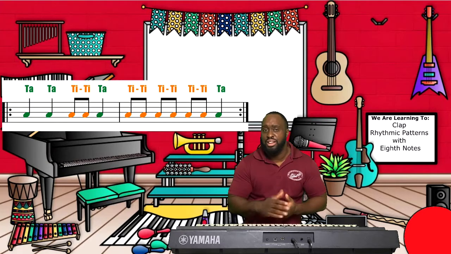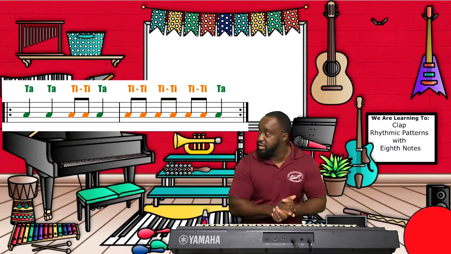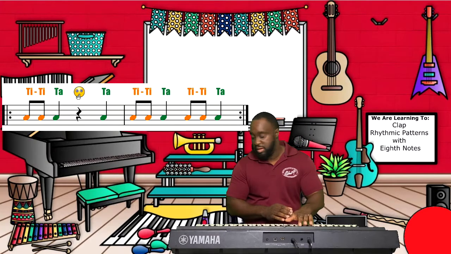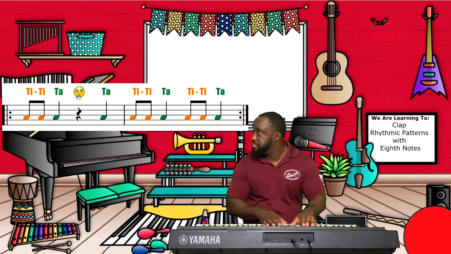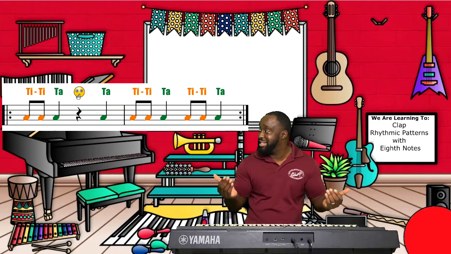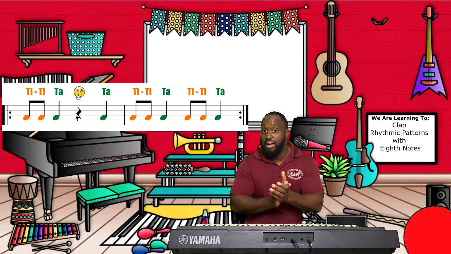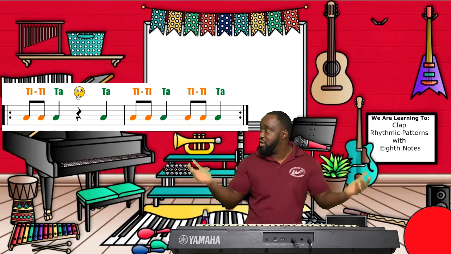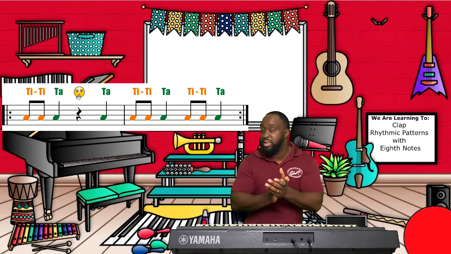So let's look at another example. Okay? Here's another example. Here we have ti-ti, ta, rest, ta. So now we have a quarter rest. Let's try that again. Ti-ti, ta, rest, ta. One more time. Ti-ti, ta, rest, ta.